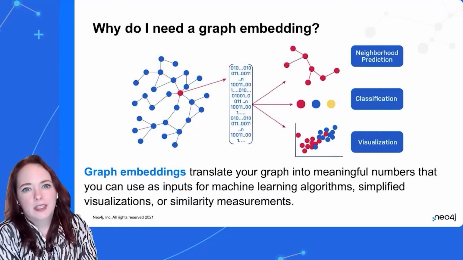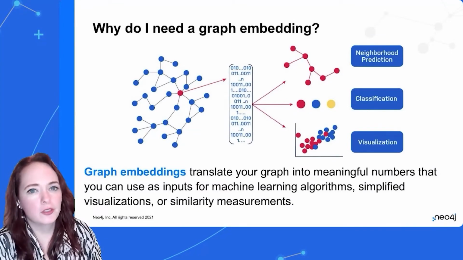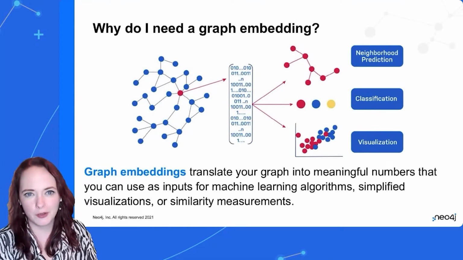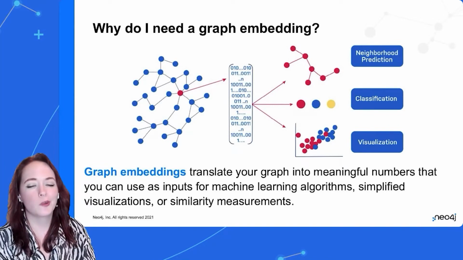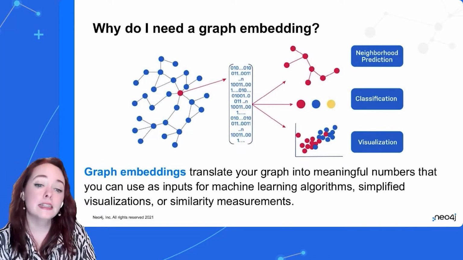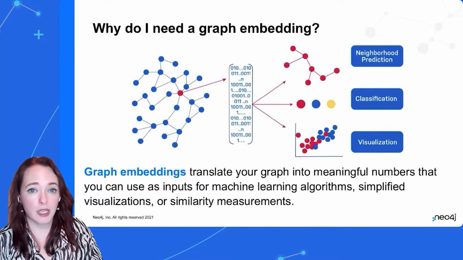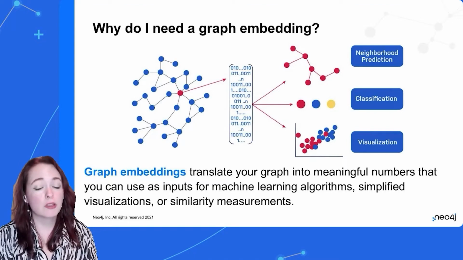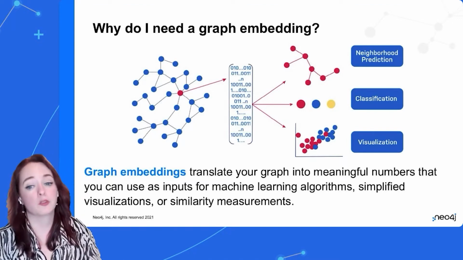So why do you need them? What are they good for? I've told you can make a simpler representation of your graph. It should be able to be decoded. Why do you care? What are they useful for? The idea is that a graph embedding takes your graph, translates it into meaningful numbers that you can then use as inputs for downstream tasks.